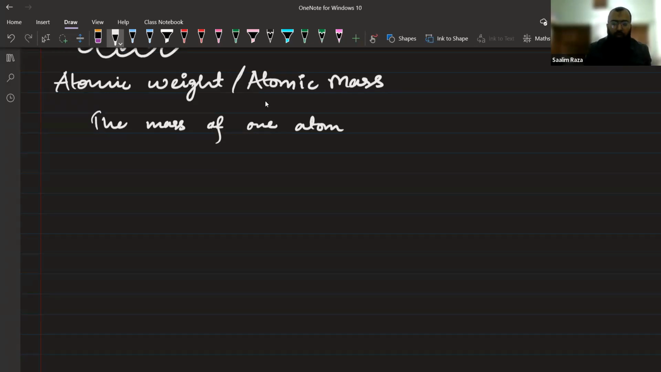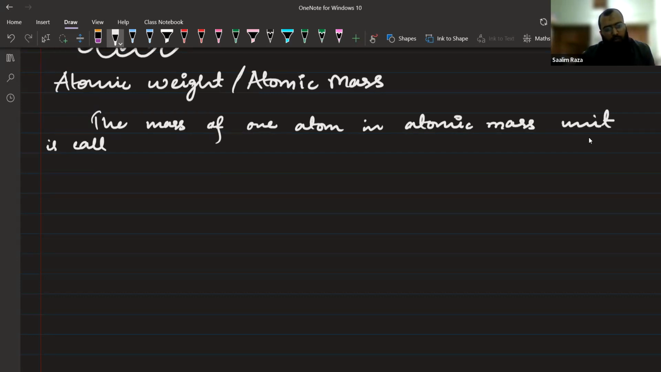We don't have any practical use for it. We don't know that unit, and that is why the chemists said, okay, fine, we don't know the unit in the scale, no problem. The mass of one atom in atomic mass unit. So they defined a new unit, atomic mass unit. The mass of one atom in atomic mass unit is called atomic weight or atomic mass. Okay?